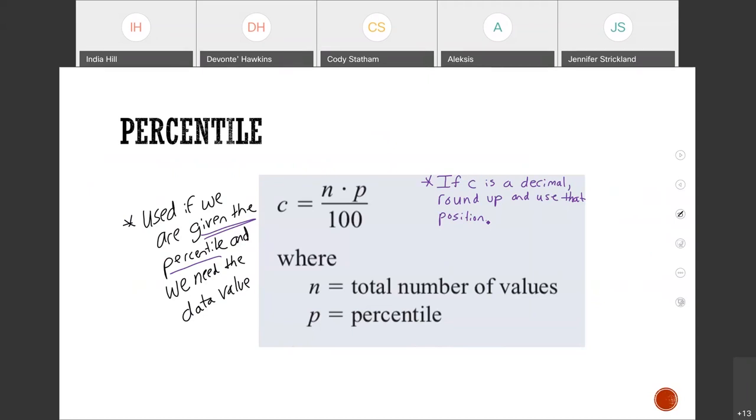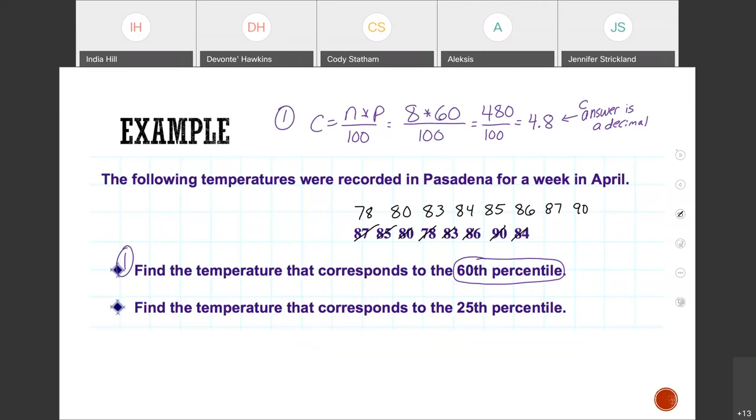All right, so let's go back to our example. That 4.8 that we got is going to round up to 5. It would have rounded up to 5 if it had been 4.1. It's going to round up every time. So this is going to round to 5. And then it says use that position. So what you're going to do is go to your list of numbers that are in order, and find the fifth number. We're just going to count them out. This is first, second, third, fourth, fifth. My fifth number is going to be down here. Finally, it's going to be 85.